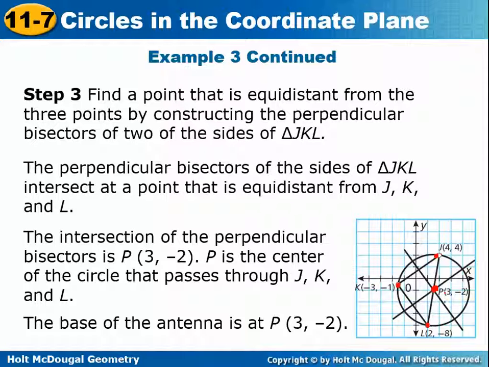That doesn't look like the point 3, -2. 1, 2, 3, -2 would be right here. Oh, is that the 4th point? Is that what they're saying? Oh, these are every 2 units. Sorry, didn't catch that. So this is 2, this is 4. So this is 3, -2, the center of the circle. So 3, -2 is the center of the circle where they would place that antenna.